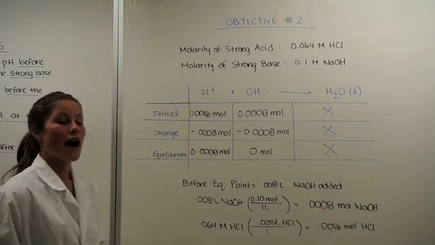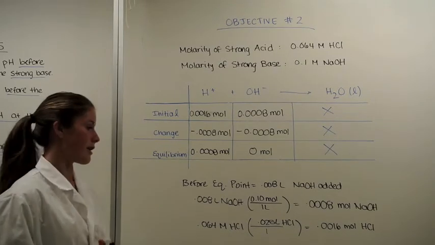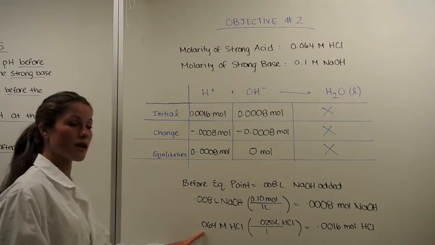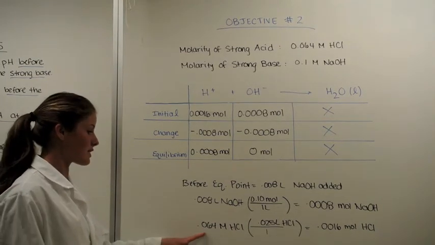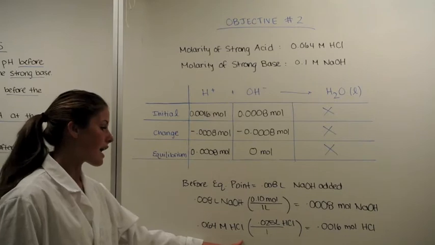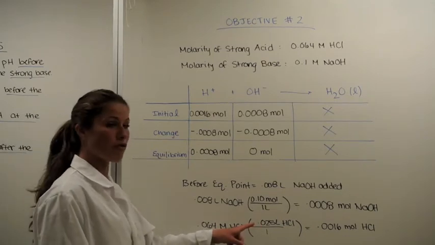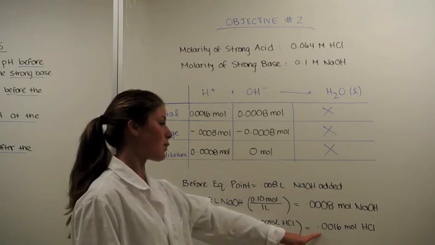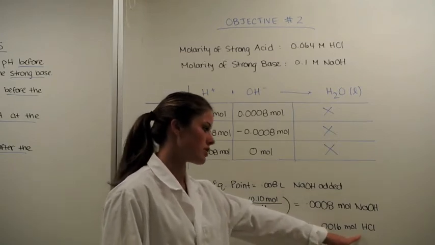Next, we need to find how many moles of HCl was there. Since we know and calculated that the molarity of the HCl was 0.064 molar, and there was 0.025 liters of HCl in the Erlenmeyer flask, we calculated that there was 0.0016 moles of HCl.